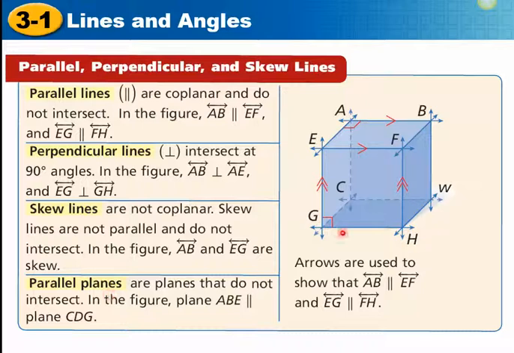And then parallel planes are planes that do not intersect. Like think about shelves in a bookshelf. For example, and remember we name a plane by 3 points in the plane. So plane ABE, that's kind of this top shelf here, would be parallel to plane CDG, but I don't see D. I think D is supposed to be over here, because then they'd be parallel. Arrows are used to show that AB is parallel to EF and line EG is parallel to FH.